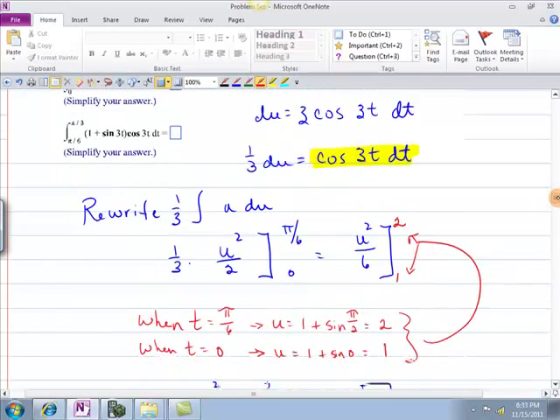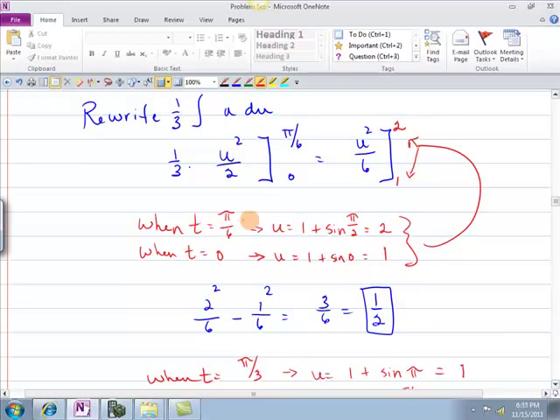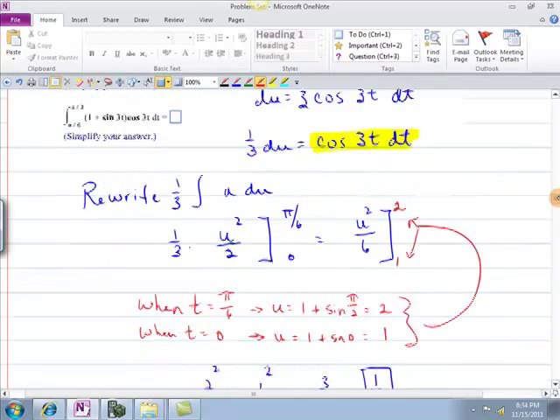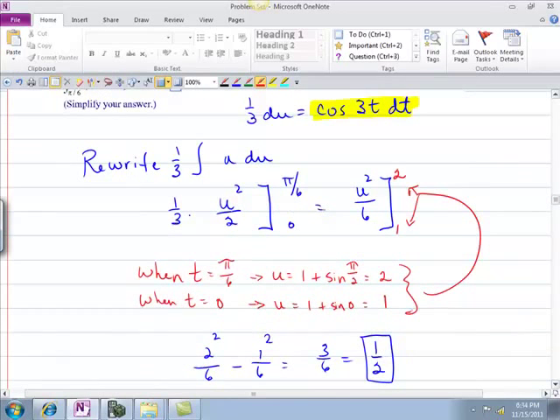I did this the other way that we talked about, just to mix it up. I just substituted my limits of integration. Well, it was sine 3t. And so if it's pi over 6, 3 times that would be pi over 2.